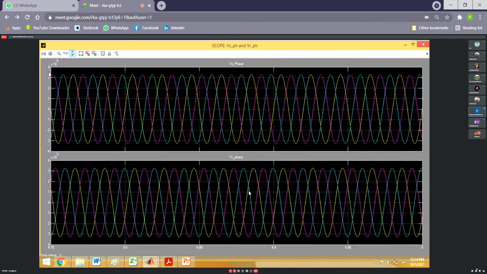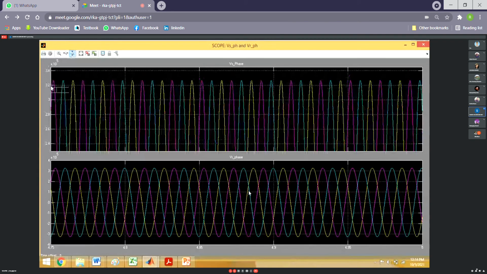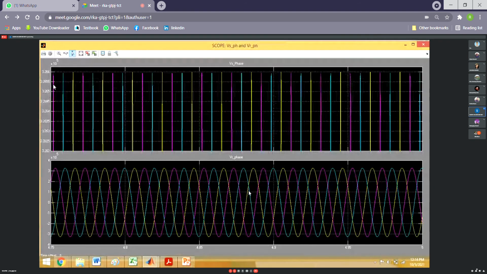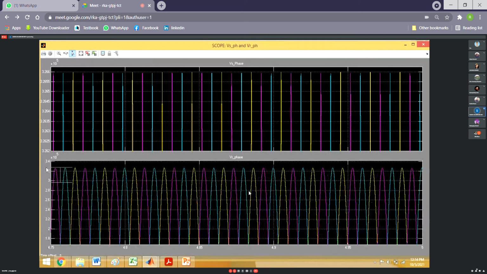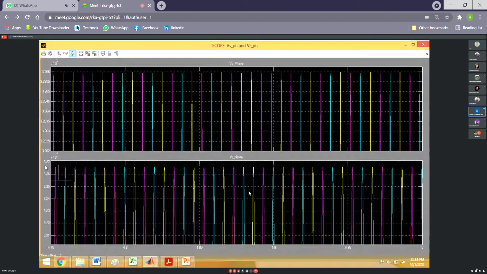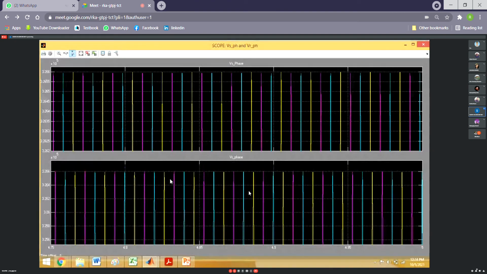So, you see the peak value of VS and VR, 3.266. Here also it will come. So just copy from the previous row, right? Peak value of sending end phase voltage and peak value of receiving end phase voltage. Understood?